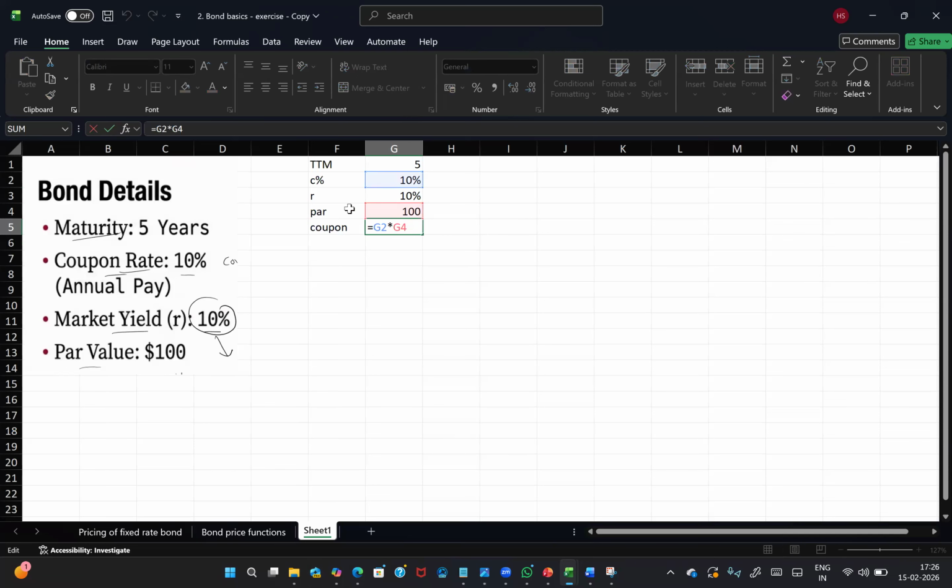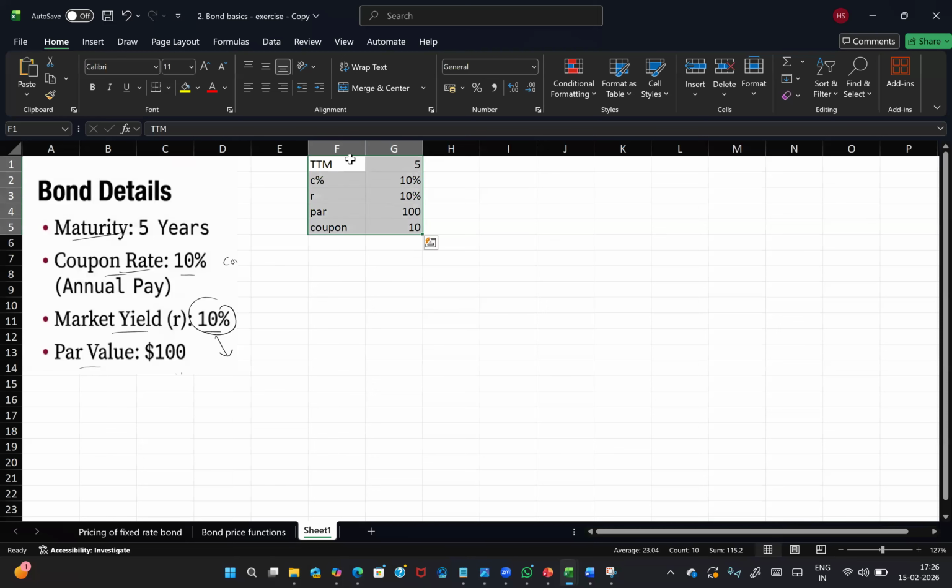Coupon percentage into par value. Now, a very important thing which I want to introduce here is how to name all these assumptions. Can I say these are all my assumptions in this bond pricing exercise? And if I want to name all my assumptions, which means I want to name this 5 as TTM, this 10% as R, and this 100 as par, then you always have to name your assumptions on the left and the values on the right column.